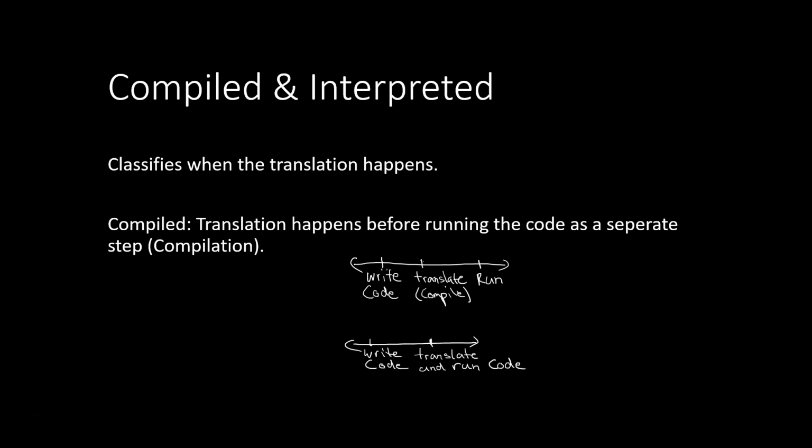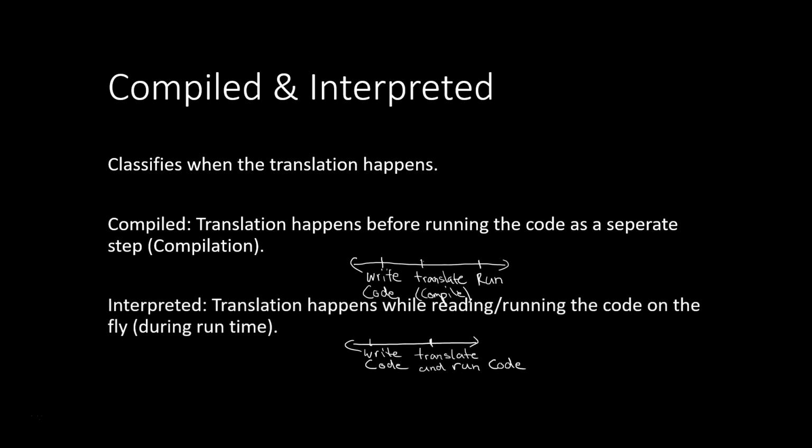Contrary to a compiled language, an interpreted language translates the human readable code we type into the machine while reading and running the code on the fly, so during runtime. On the process timeline, this simply means that we merge the translate and the running step together as one. So we read and translate and run line by line, step by step.